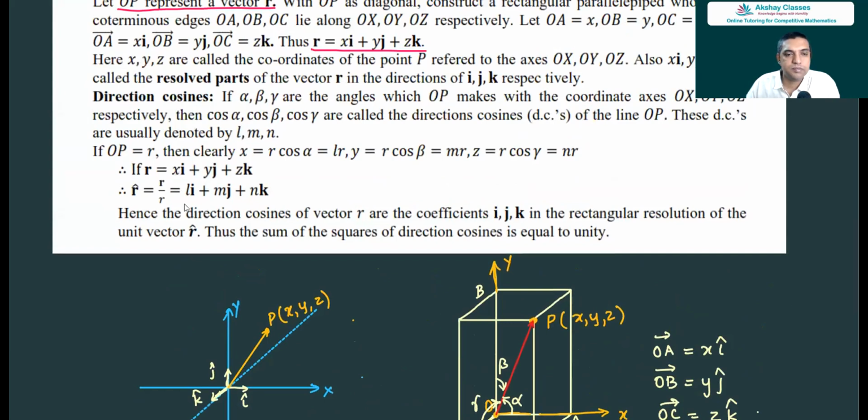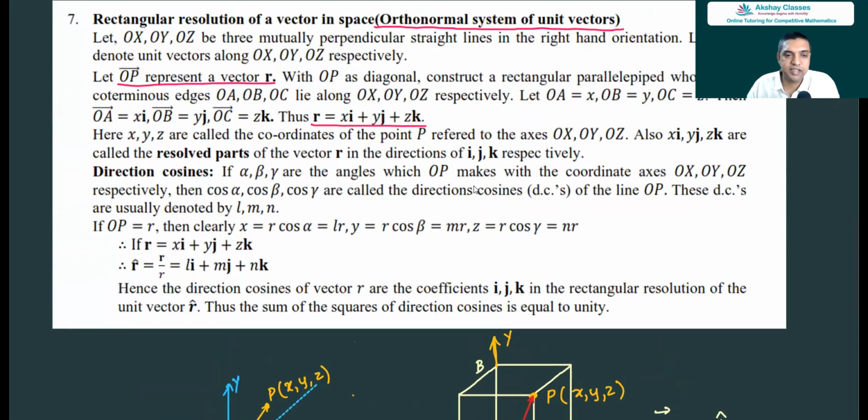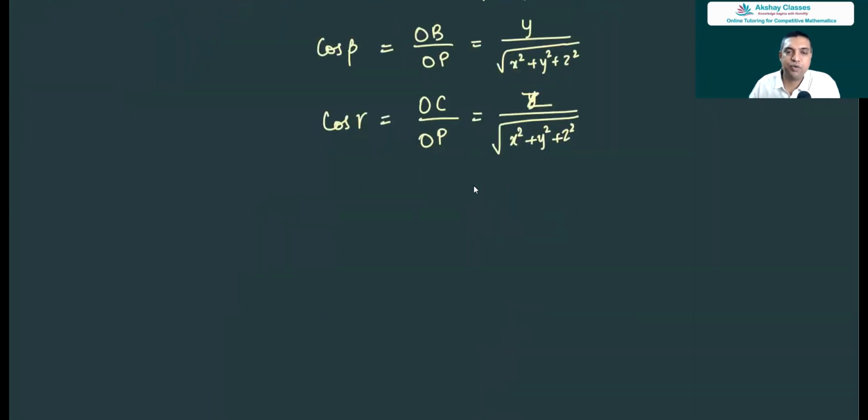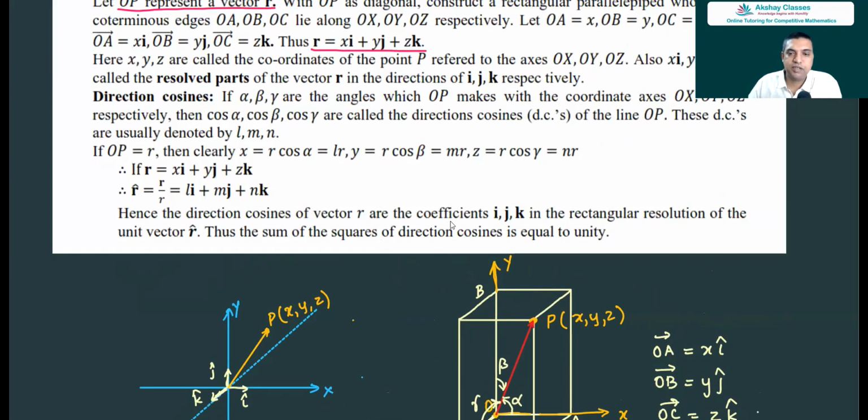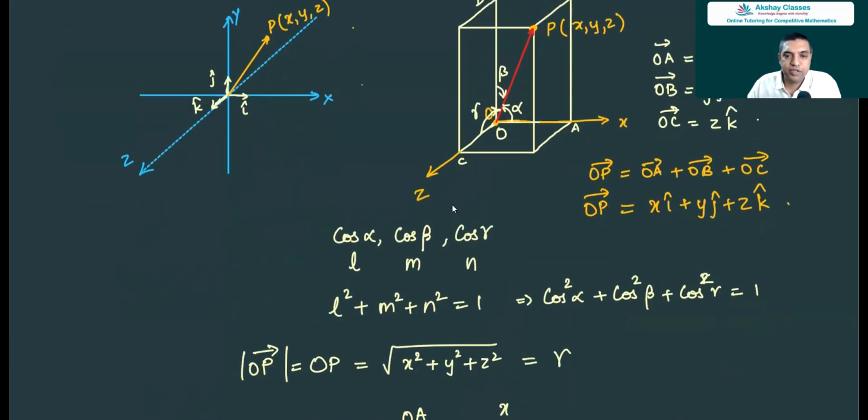So we get L, M, and N as the direction cosines, and the unit vector along OP, R cap or OP cap, is OP bar by modulus of OP. The unit vector will be L times i plus M times j plus N times k. So these are important results.